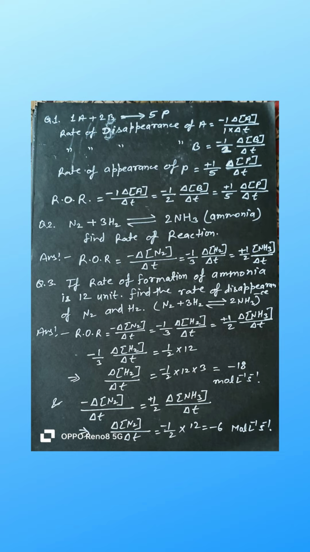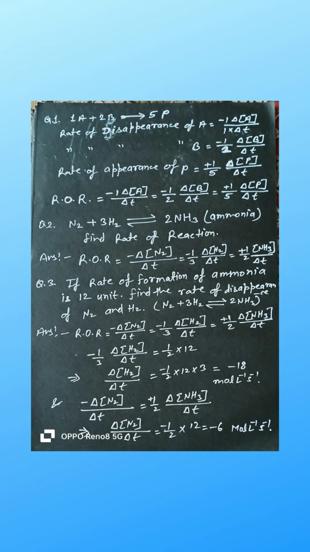Now look at B. B is also a reactant, but its coefficient is 2. So, we write 1 by 2 before its rate, because the coefficient comes down, and again the sign is negative. Now look at P. P is a product and its coefficient is 5. So, we write 1 by 5 before its rate, and the sign is positive because P is being formed. When we write all 3 of these in one single line, this line is called the rate of reaction.